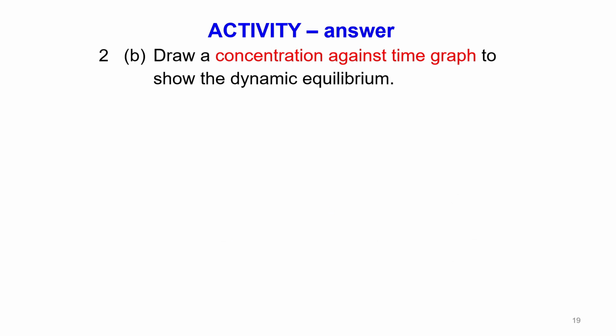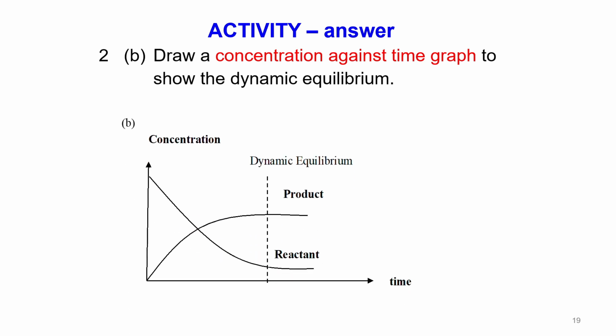Okay, draw the concentration against time graph to show the dynamic equilibrium. So this is the graph to show the dynamic equilibrium, which is we must have the axis concentration versus time. And then the concentration of reactant will decrease, dia akan turun, and the concentration of product will increase. Okay, after some time, dia akan reach the dynamic equilibrium, which is the concentration of reactant and product remain constant. Tiada kenaikan dan juga penurunan.